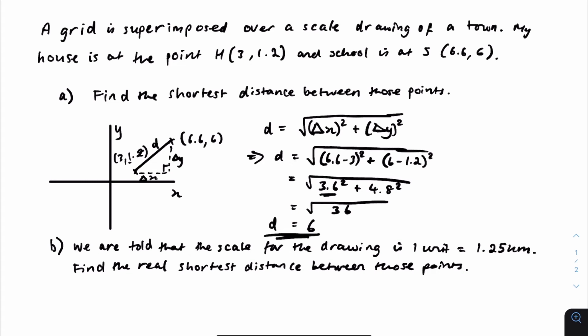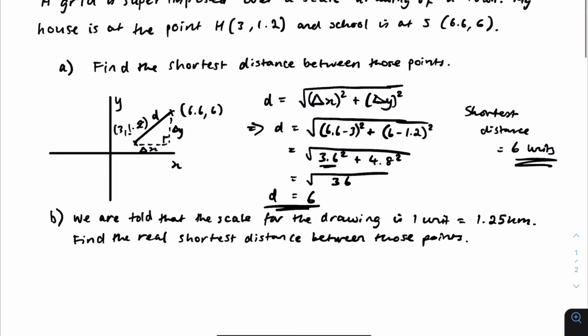So what that means is the shortest distance is equal to 6, not 6 kilometers, 6 units on this diagram. So actually over here, in this step, you do need a calculator. I didn't do that in my head. I used a calculator to do that. So let's move on to the next part.